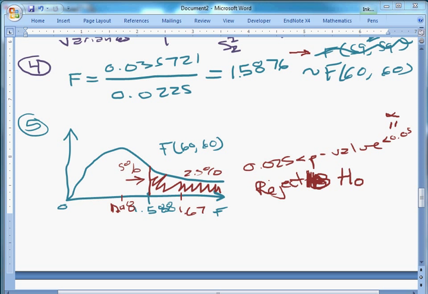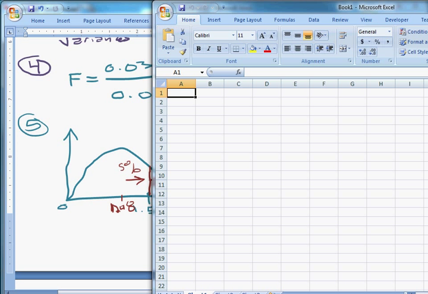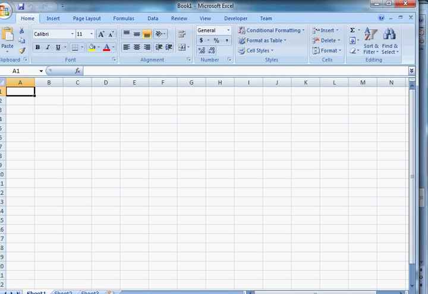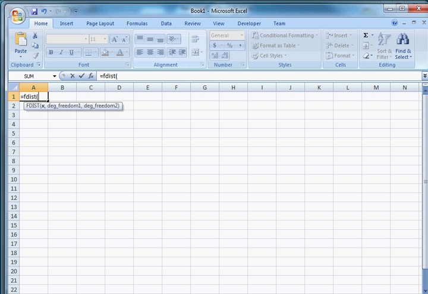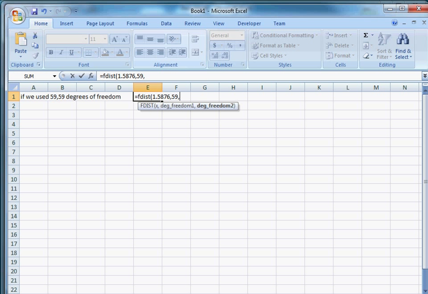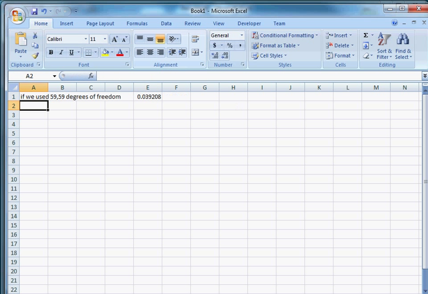Well, let me bust out Excel and I'll show you. Now, if you recall, that assumption didn't change our test statistic, so let me show you what it did do. I'm going to find the p-value for our test statistic in both cases. So let's see. If we used 59 degrees of freedom, we would have gotten this, equals FDIST 1.5876 with 59. I don't remember if this gives us the upper tail. It does. So that would have given us a p-value of 0.039.